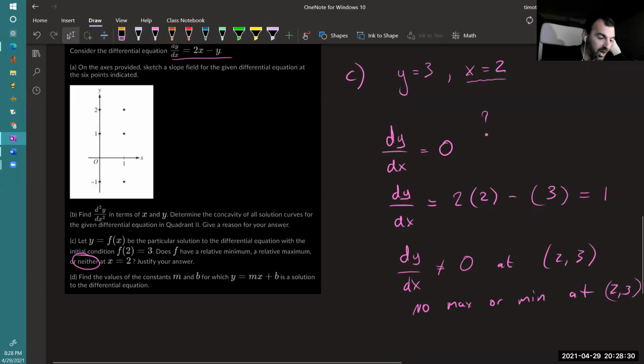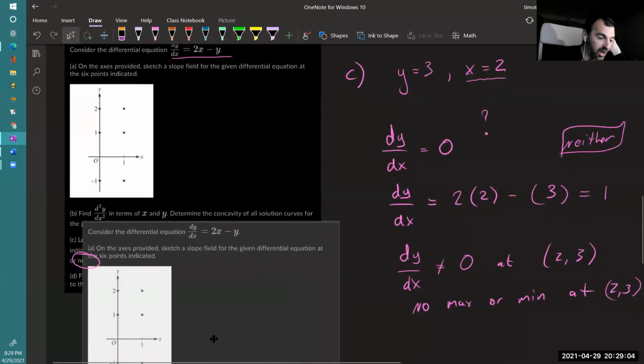Remember, you've got to justify. So my justification is what I've written here. If I stop here and just write no max, you might not get some points. Some students would maybe just write neither right here, but if you don't write any of this stuff down, you're getting pretty skimpy on your justification. So you want to get your justification going there. All right, so there's that one.